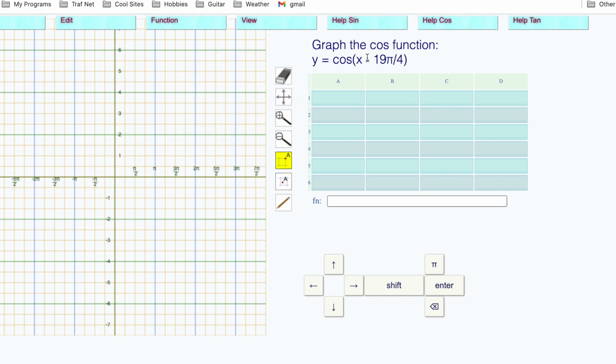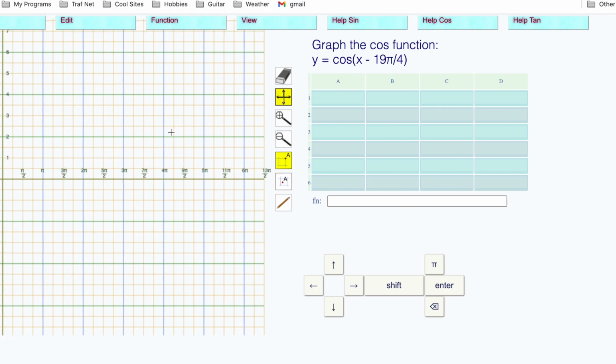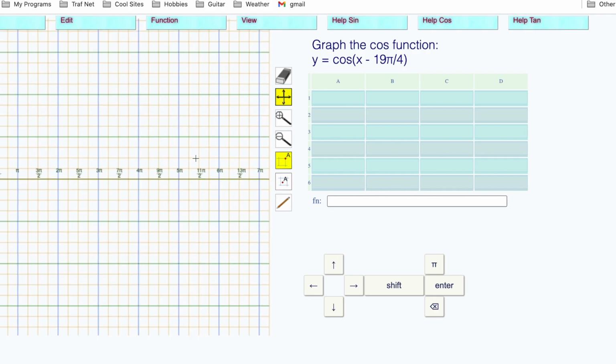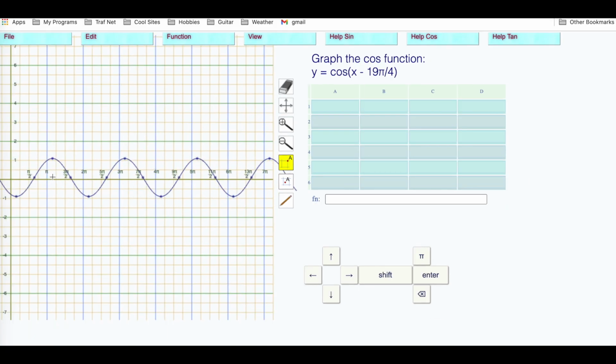X minus h, so it's x minus negative 19 pi over 4, which is positive 19 pi over 4, is our translation. So we're translating the whole thing over to 19 pi over 4. 5 pi is 20 pi over 4. Graph it here and then translate it all the way over to, here's 20 pi over 4, so 19 pi over 4 must be here. We could have just translated it over to 3 pi over 4 and it would have been the same graph.